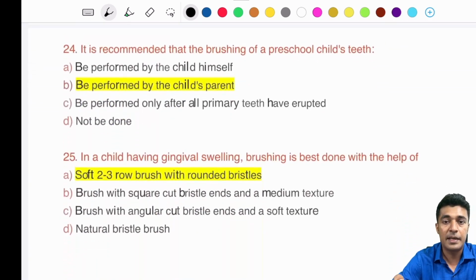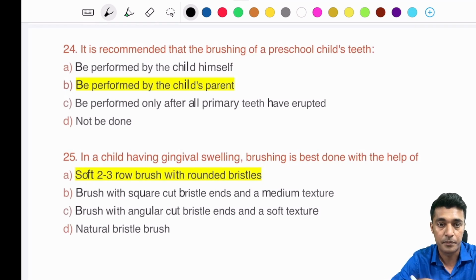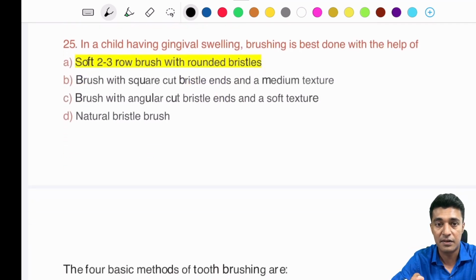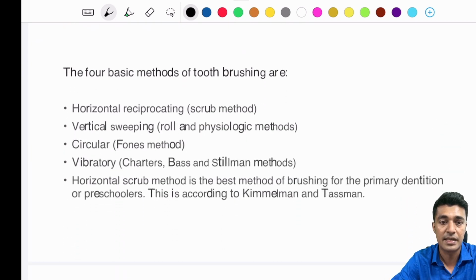It is recommended that brushing of a preschool child be performed by the child's parent. In a child having gingival swelling, brushing is best done with a soft 2 to 3 row brush with round bristles. The most common toothbrushing techniques are the horizontal reciprocation technique or the scrub method, the vertical sweeping method, the circular method by Fones, and the vibratory method.